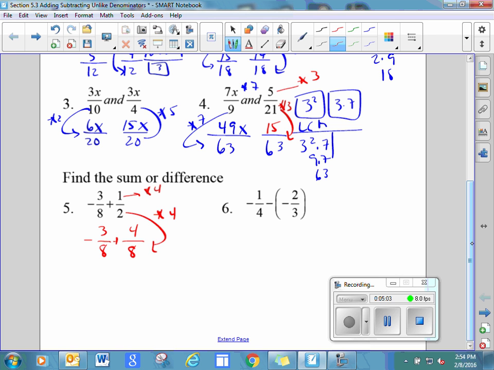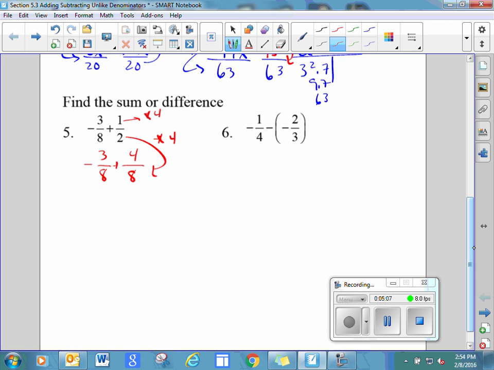Now listen carefully, because this is how I want you to write these addition and subtraction problems. Once you have a common denominator, I want you to write a single fraction bar, put the denominator down there, and all of the signs go with the numerator. So this minus sign goes with the 3. The plus sign goes with the 4. Now clean it up. A minus 3 and a plus 4 is a positive 1. 1/8 is already simplified, and that's your answer.